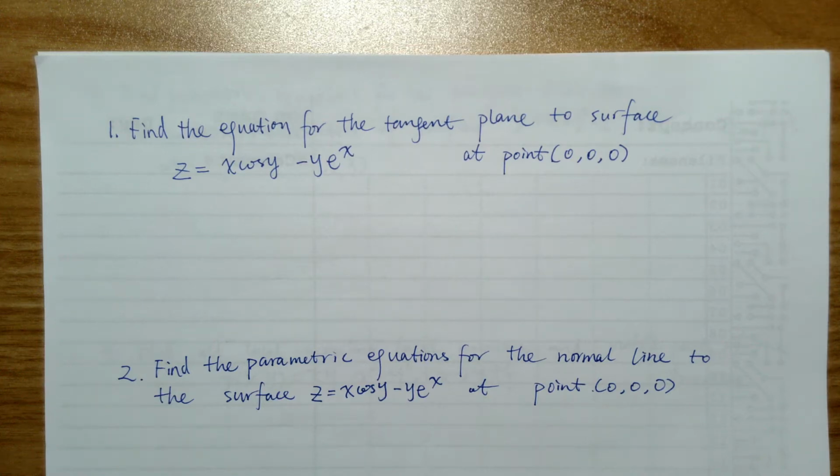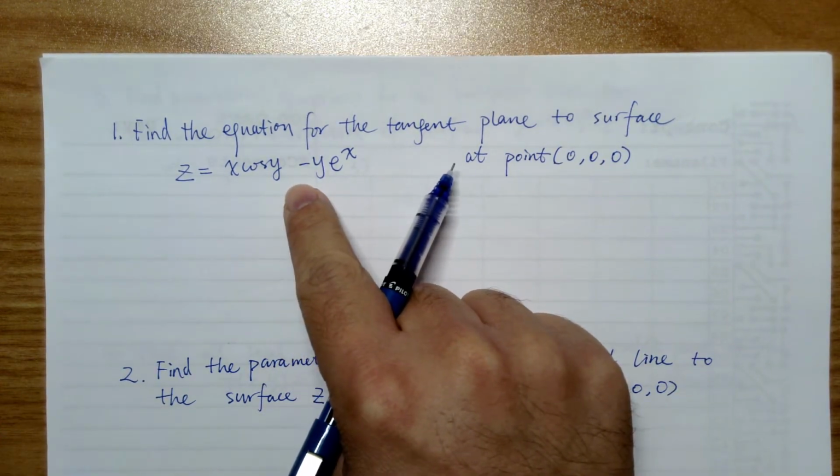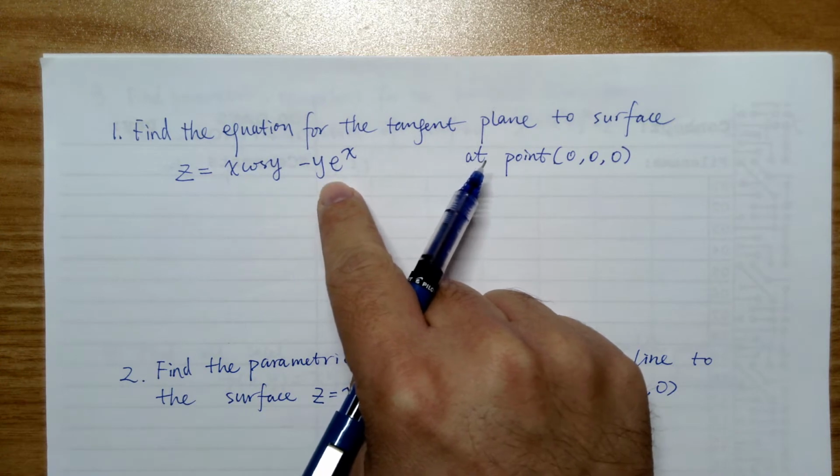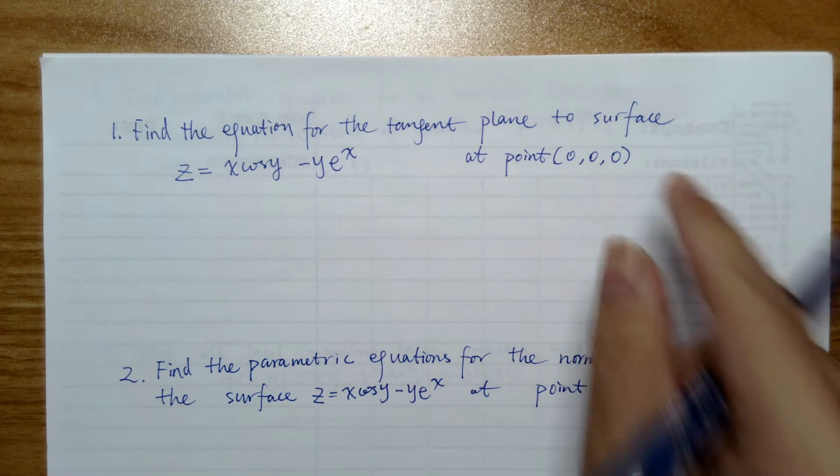Okay, so now let's look at a couple questions. First is to find the equation for the tangent plane to the surface z equals x cosine y minus y e to the power of x at the point 0, 0, 0.